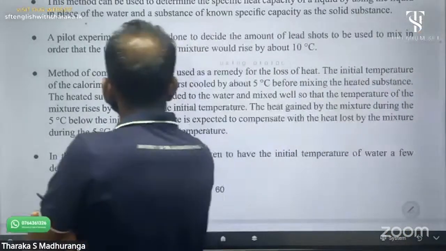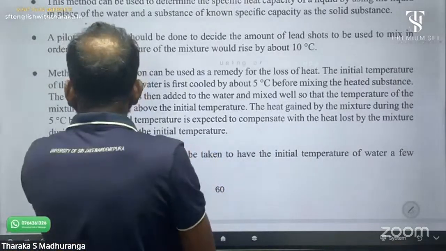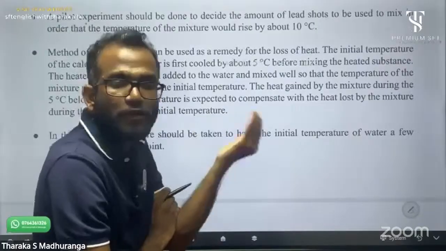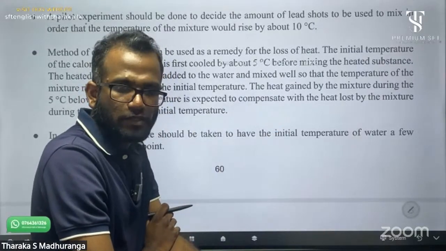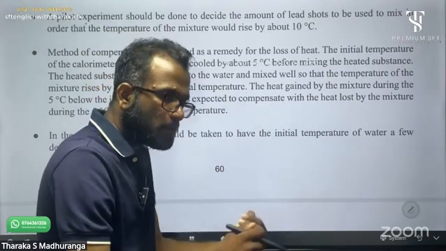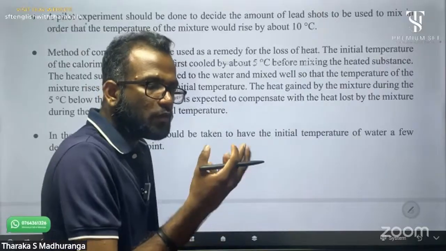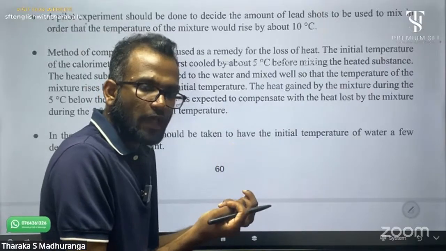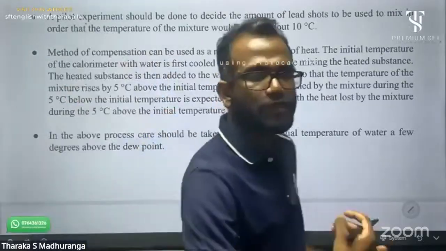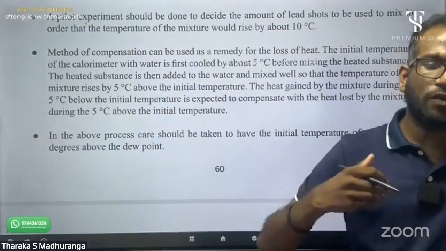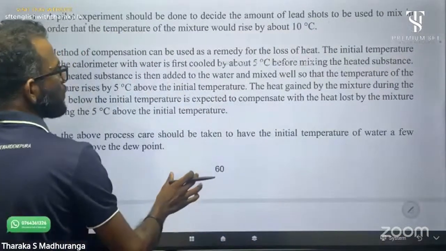The heated substance is then added to the water and mixed well. So the temperature of the mixture rises up by 5 Celsius. It is cooled down 5 Celsius before adding, then after adding, it increases by 5 Celsius. Then what happened? In the cooling process, the heat absorbed equals the heat released in the heating process. Therefore, we can say there is no net heat loss.